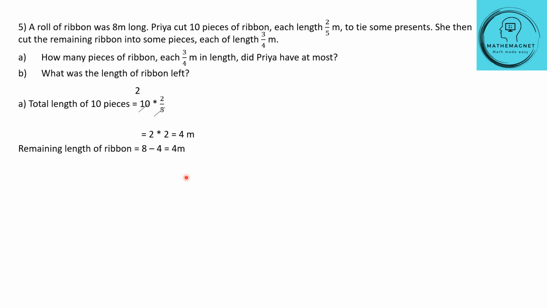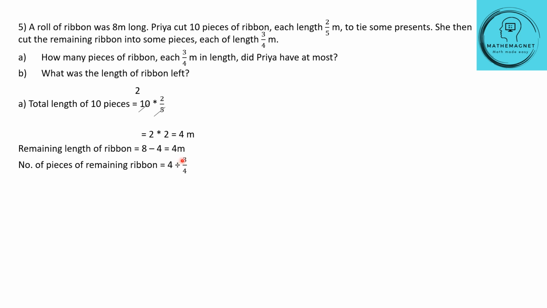And she then cut the remaining ribbon into some pieces each of length 3 by 4 meters. So the number of pieces of the remaining ribbon will be 4 divided by 3 by 4. How 4? We have subtracted the original length 8 minus the 4 meters, that is the length of 10 pieces. That will be equal to 4 meters, which is the remaining length of the ribbon.